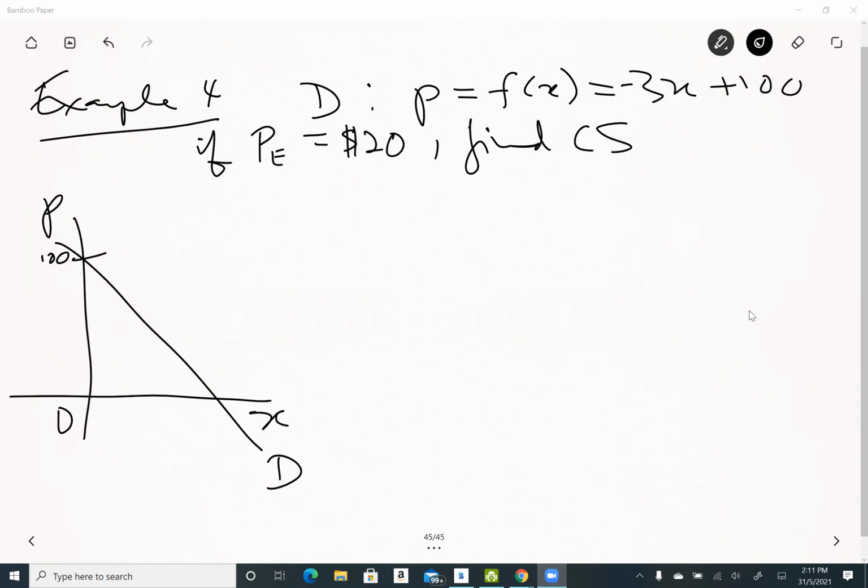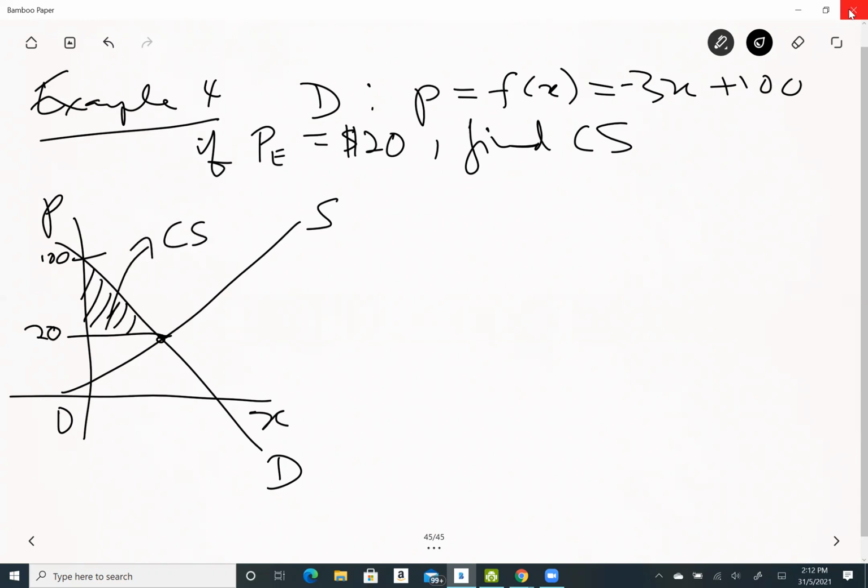Alright, so let's look at the consumer surplus. When you talk about the equilibrium price, you imagine the supply function is here. We are not given the supply function, but the equilibrium price is where the supply intersects the demand. So you have the equilibrium price of 20, and you want to find the consumer surplus, which is that area.